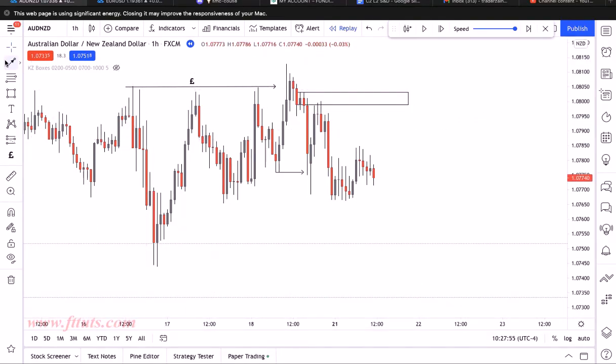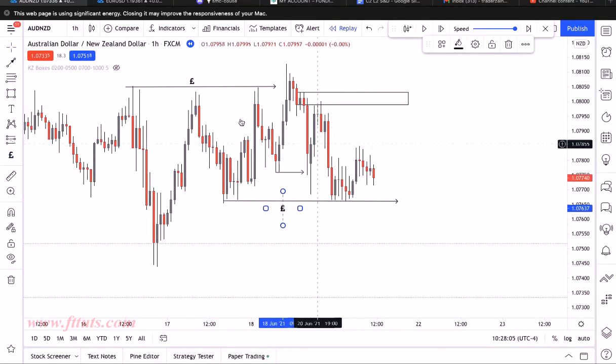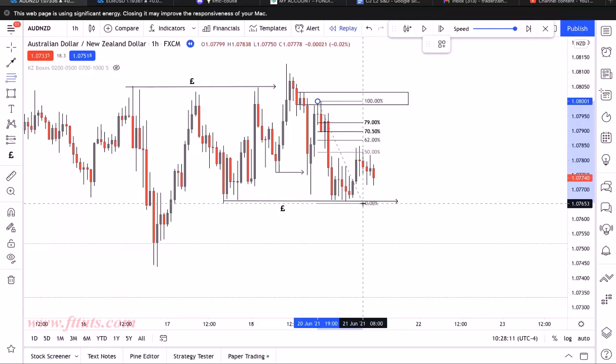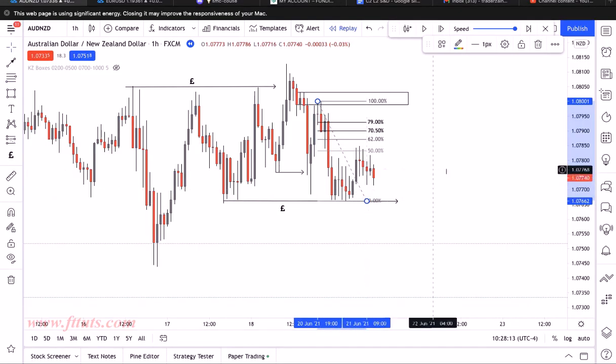Entry number 2, more liquidity down below here. Again, that break of structure, right? Liquidity created down below. Price beginning to pull back. We'll mark out this new price range, so this high to that swing low.